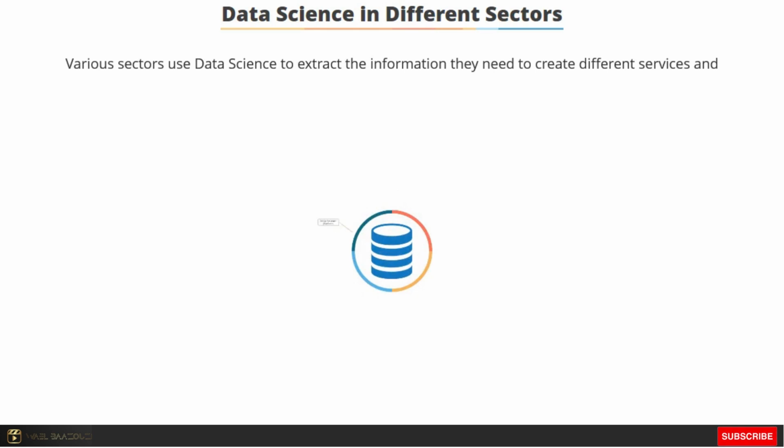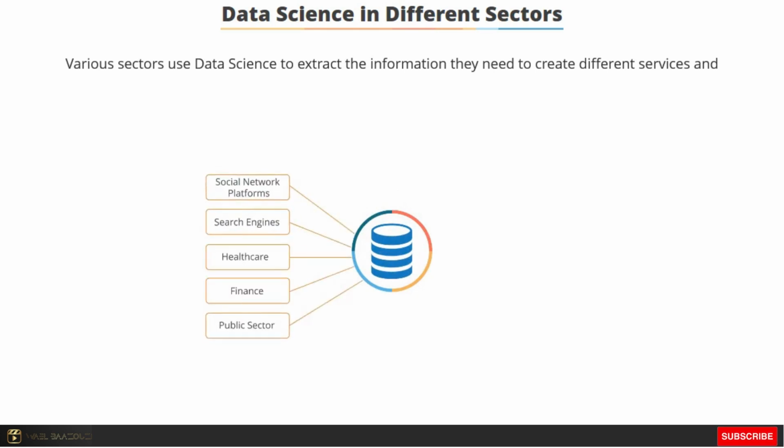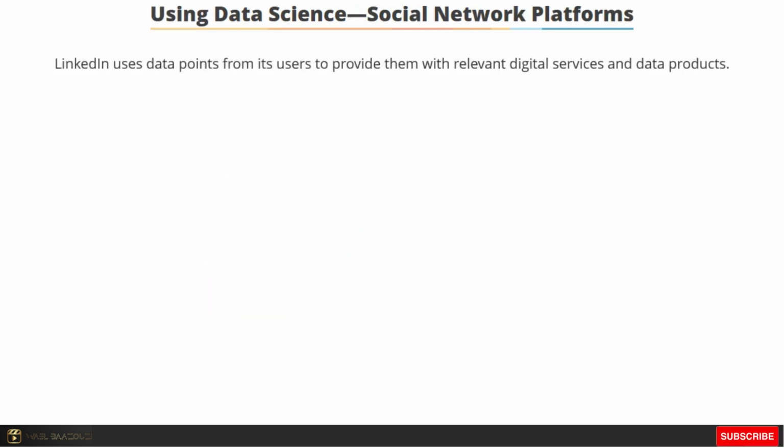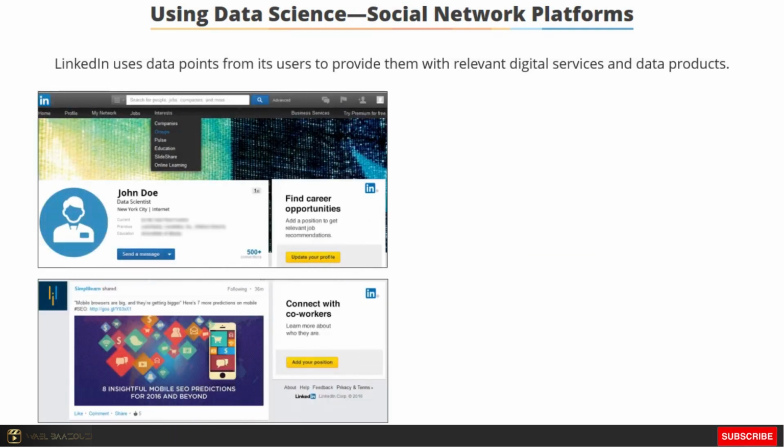So what do all these different sectors do with all this big data? Their team of data scientists analyze all the raw data with the help of modern algorithms and data models to turn it into information. They then use this information to build digital services, data products, and information-driven apps. Now let's see how these products and services work. We'll first look at LinkedIn.